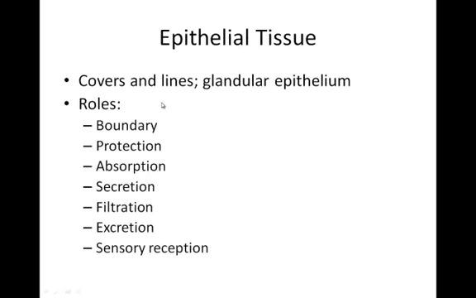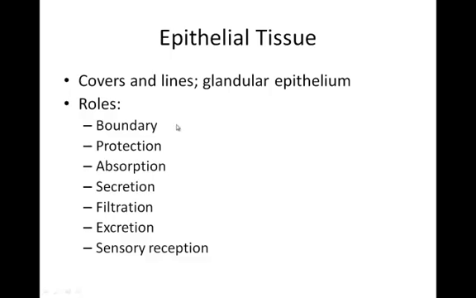So we're going to start with epithelial tissue, and the jobs of epithelial tissue are going to be down here. But first, in general, epithelial covers everything in the body, or it lines everything in the body. So that's how you're going to be able to identify it if you're looking through a microscope. Is it covering the outside of an organ, or is it lining the inside of an organ? And then we're going to go over glandular epithelium later on in this lecture.